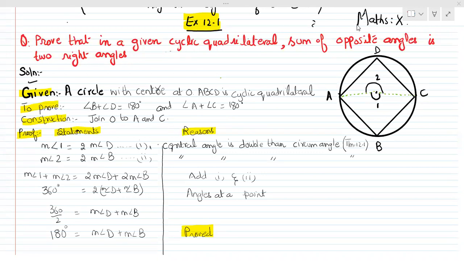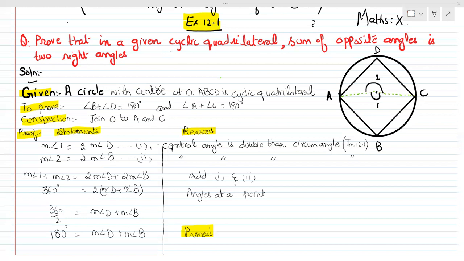Okay, these are a few questions from chapter 12 and exercise 12.1. These are theorem exercises, mathematics class 10. The first question from the Punjab Textbook Board book is: prove that in a given cyclic quadrilateral, the sum of opposite angles is 2 right angles. So, first of all, we will draw it, and as you can see, there is a circle drawn over here.